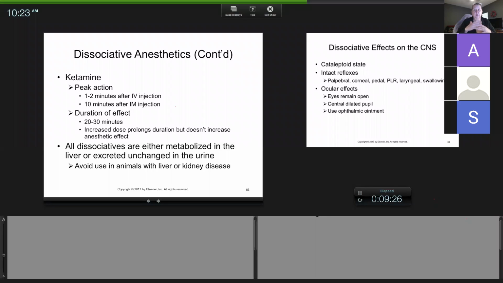So again, if I have a cat with kidney disease, I may want to choose another drug, because normally what that means is my cat, that anesthetic dose is going to last longer. They may sleep longer, take longer to recover. They're going to have a more profound effect.